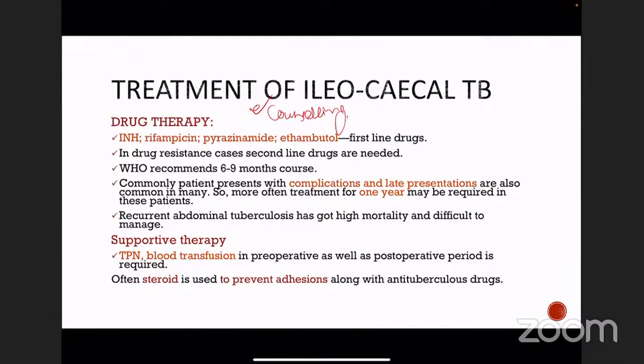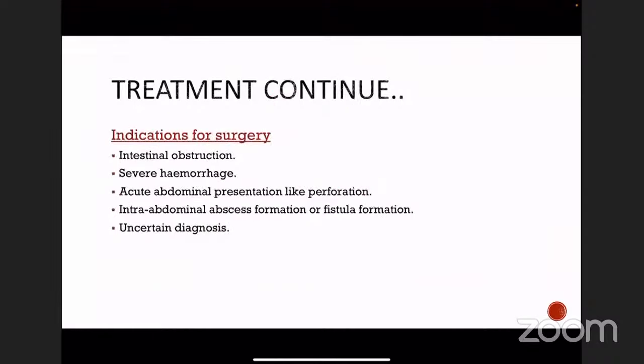Proper supportive therapy is also important. Often we have to give steroids in many patients to prevent adhesions. Specifically, we have to think about adhesions in abdominal tuberculosis. Being a surgeon, we have to think about adhesions, as once the patient gets adhesions, he will go into obstruction and have to go through a laparotomy or a laparoscopic surgical procedure. To prevent that, we give steroids in a few patients along with the antituberculous drugs. So when to think about surgery in this patient?